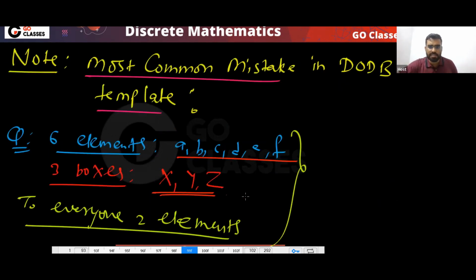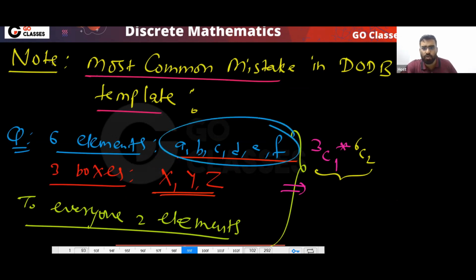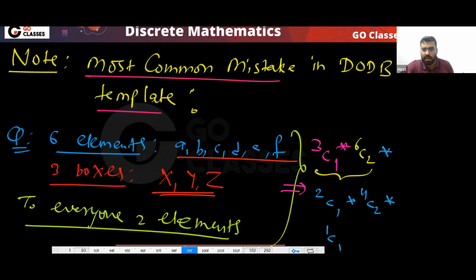Then see, what is wrong with this logic? Please tell me. From 3 people, I select one person to whom I give 2 elements. From the remaining 2 people, I select one person and I give 2 elements. And then finally 2C2. What is wrong with this? Can anyone tell me? Are you getting what I'm saying?